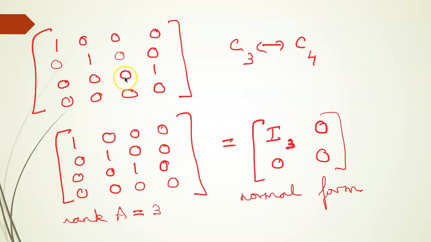Now basically I want a 1 here for it to be an identity matrix. So if I interchange the third column and the fourth column, this is what I get. So this is I3, 0, 0, 0. So the rank of A is 3, which is the normal form of the matrix.